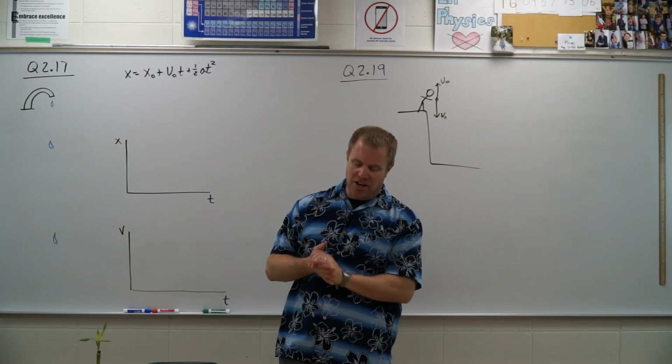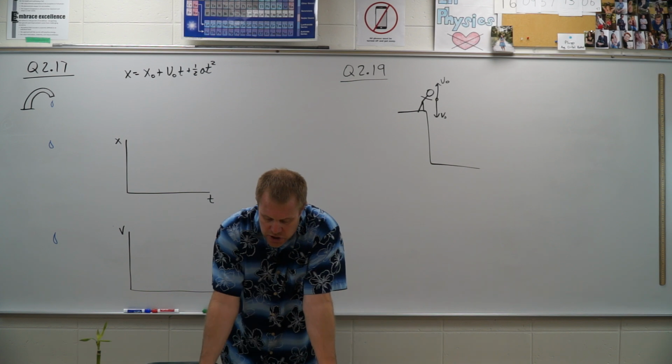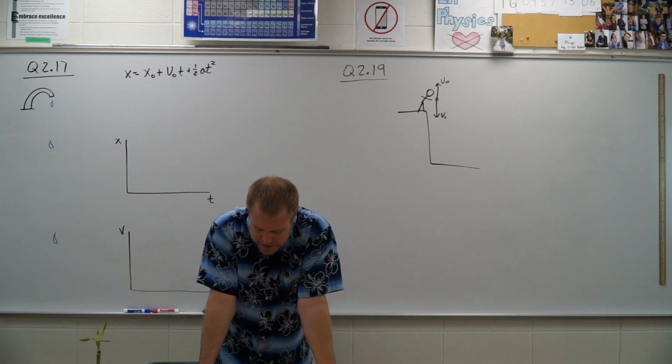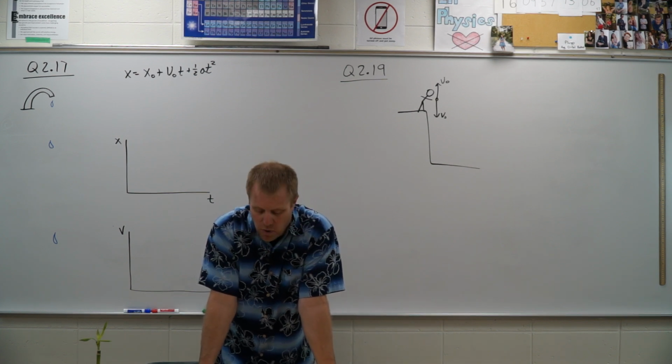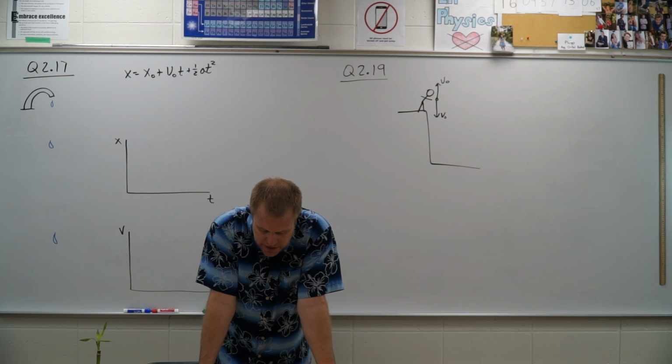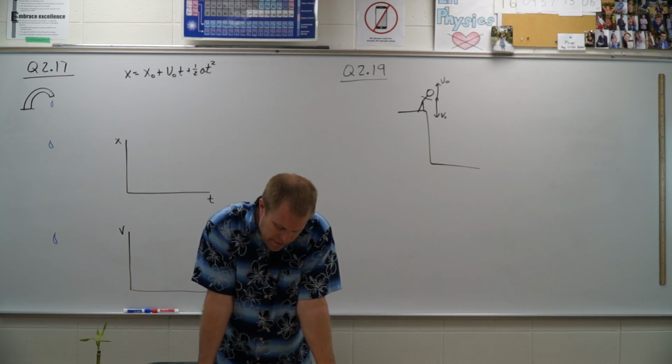Let's take a look at these discussion questions you've looked at. So, a dripping water faucet steadily releases drops 1 second apart. As the drops fall, will the distance between them increase, decrease, or remain the same?